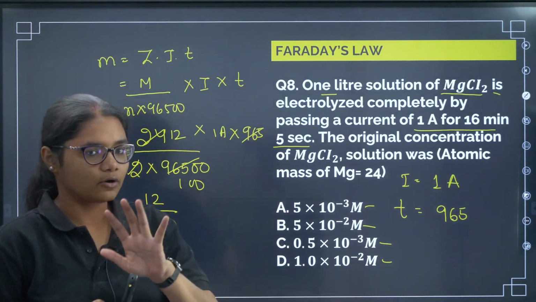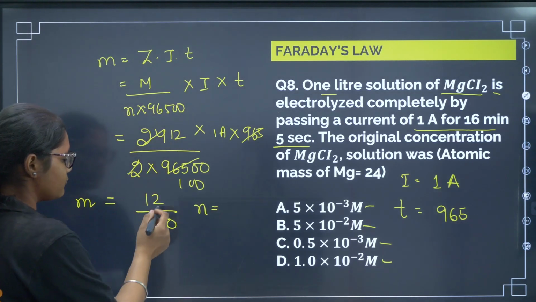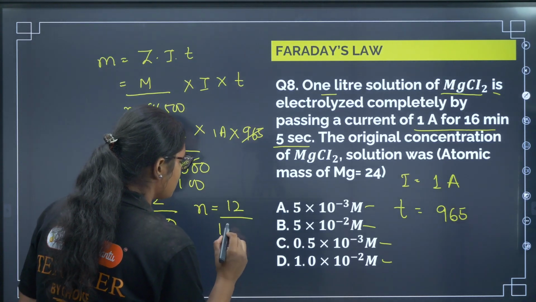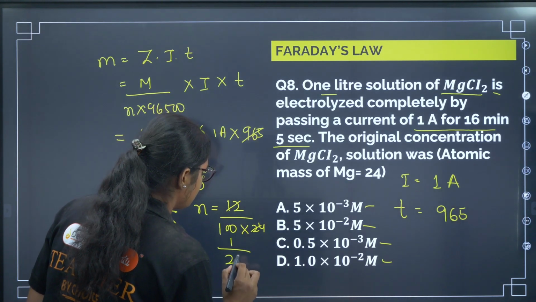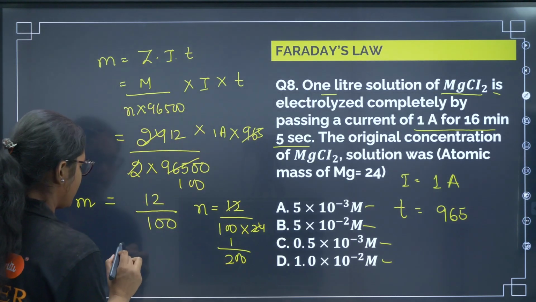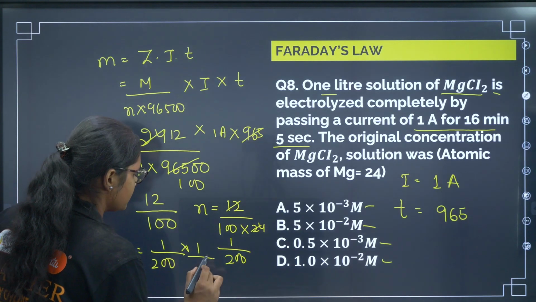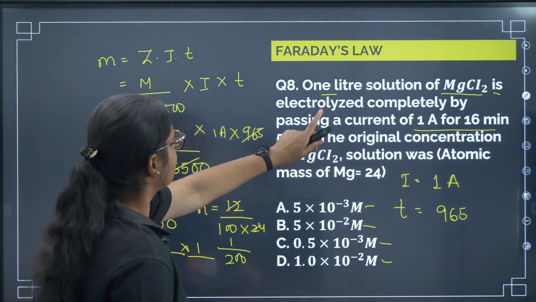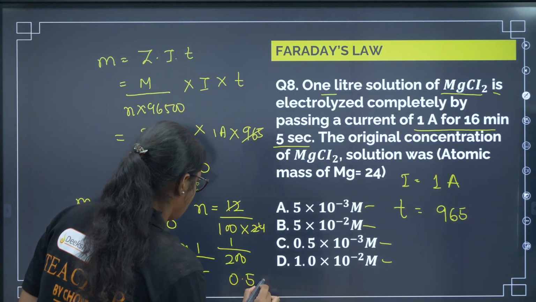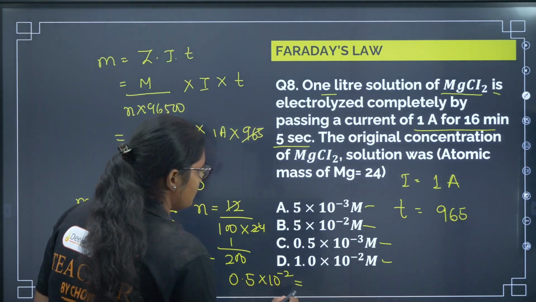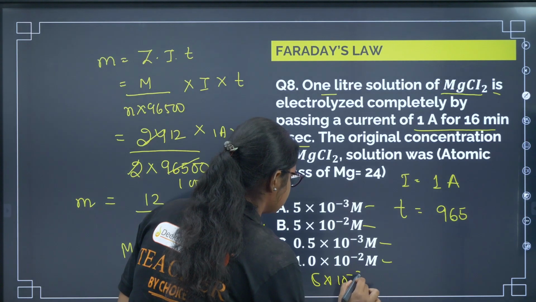So what was the original concentration? If you want to calculate, let us first calculate the number of moles. Number of moles will be given mass by molar mass. So that is 1 by 200, right? Now the molarity formula is number of moles divided by volume. Volume is given to you as 1 liter, right? So this is 0.5 into 10 to the power of minus 2. We can't find any option like this, but we can write this as 5 into 10 to the power of minus 3, right?